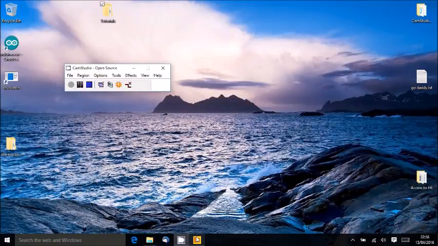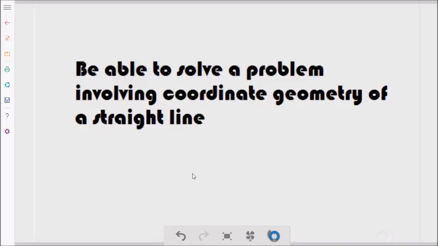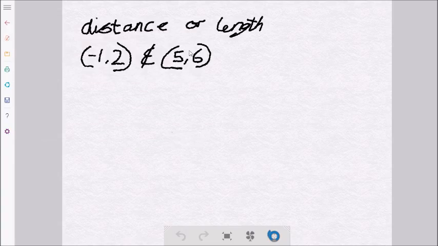Welcome to the first maths tutorial. So basically on this one we are going to try and be able to solve a problem involving coordinate geometry of a straight line. So the first thing we're going to do is find the distance, which is also known as the length of coordinates. So let's have a look, see what we've got.